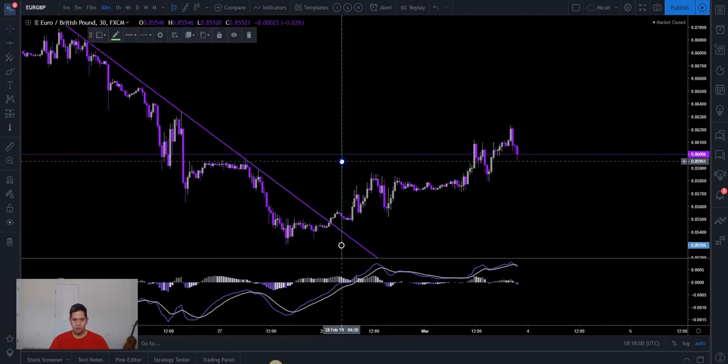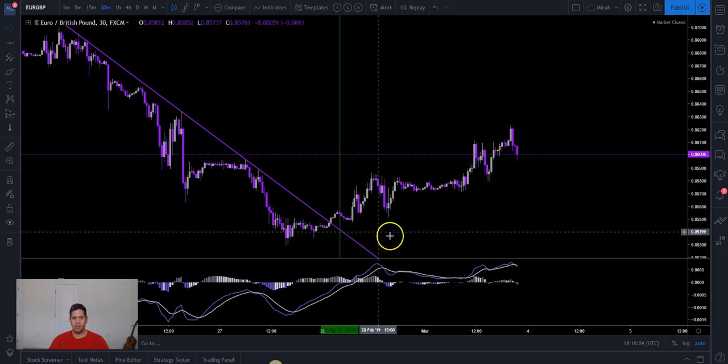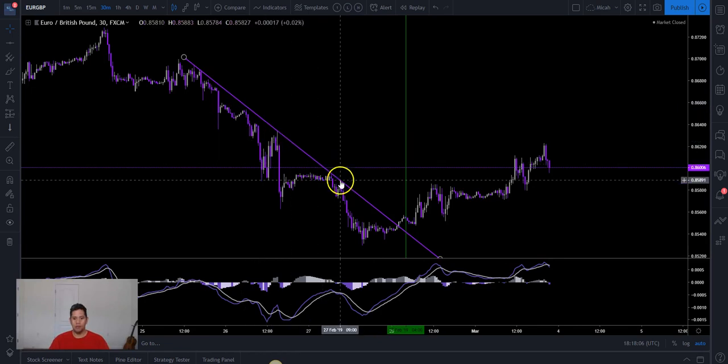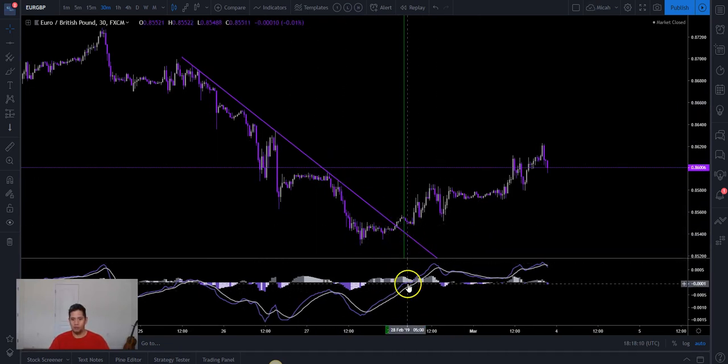So it came out, let's go about 4 o'clock. So this is where the trade was called. I already had my trend line drawn, right? As you can see, it broke, but now we're waiting for the break.